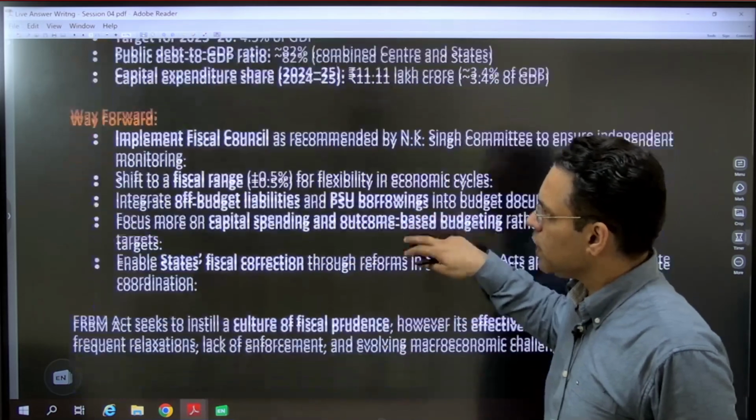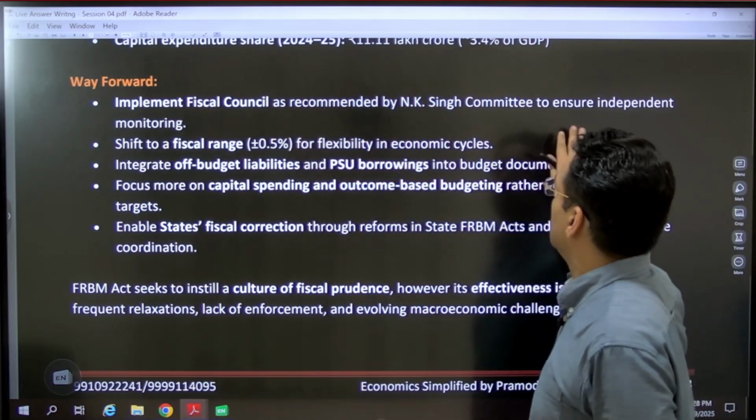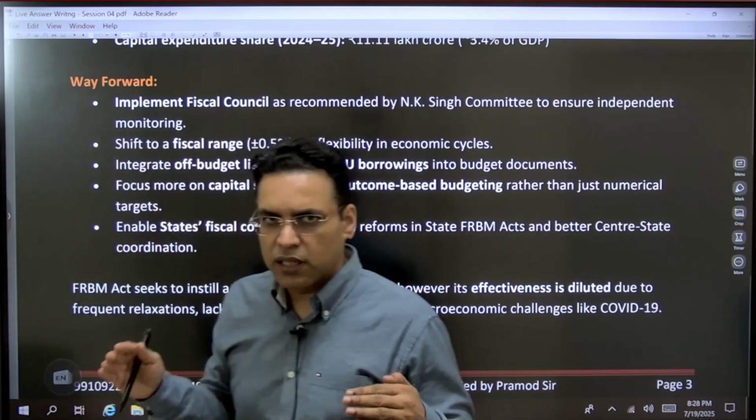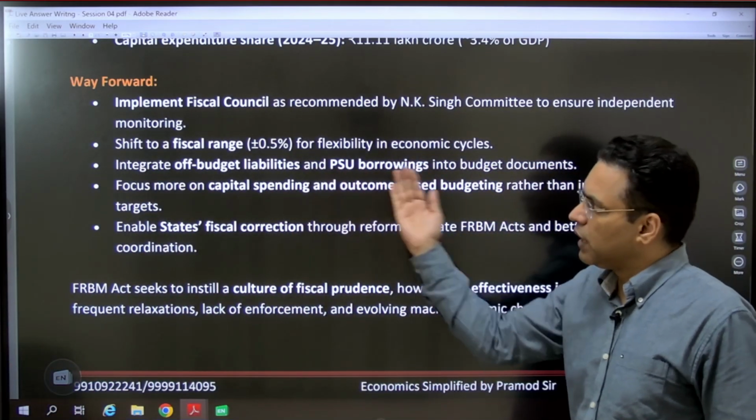So these are the ways. What is the way forward? Implement a fiscal council. The Fiscal Council will monitor the fiscal deficit, how the expenditure is being done, कितना आप कंट्रोल कर रहे हैं, and instead of having a fiscal deficit target, have a range.